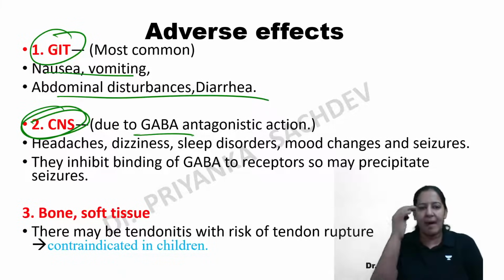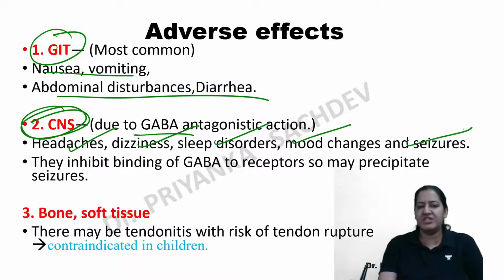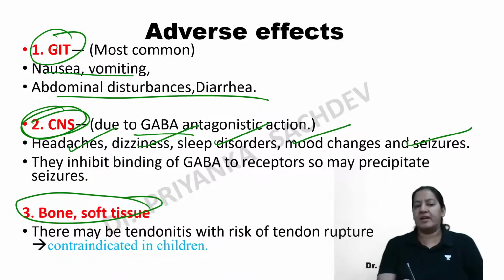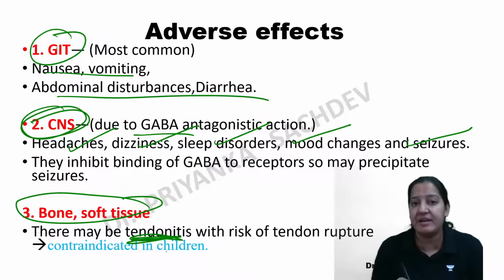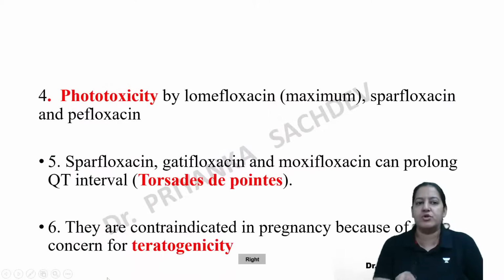CNS is also affected due to GABA antagonistic action. In CNS, the patient has headache, dizziness, sleep disorders, mood disturbances. Bone and soft tissue is also affected. In bone and soft tissue, the patient has tendinitis, inflammation of the tendon. That's why it is contraindicated in children. Don't give it in children.